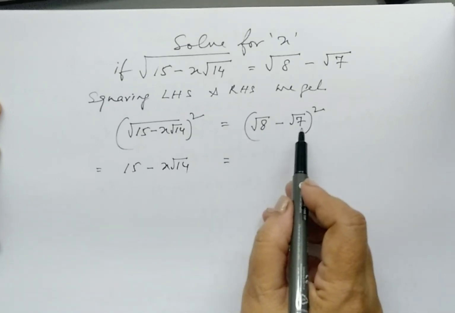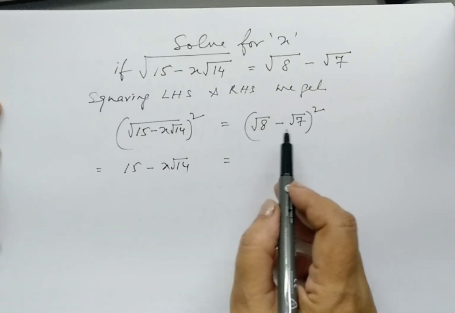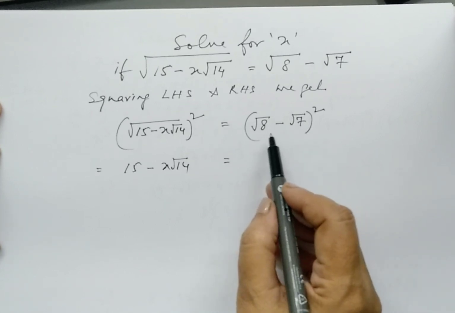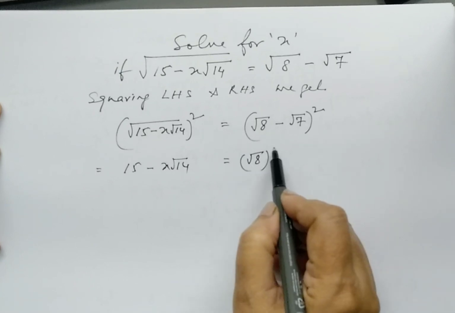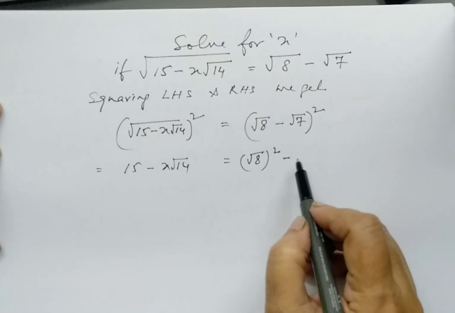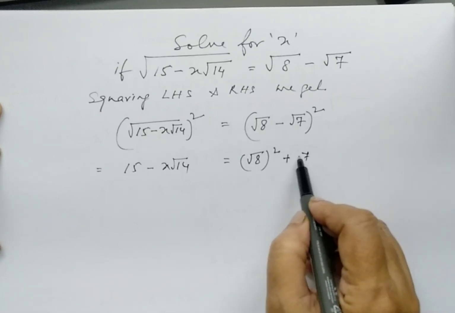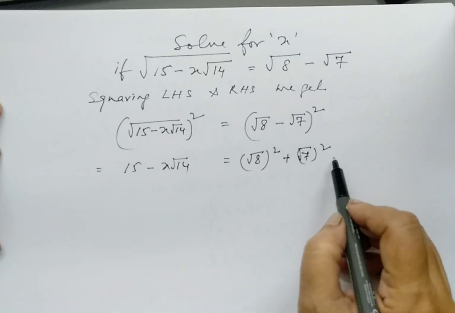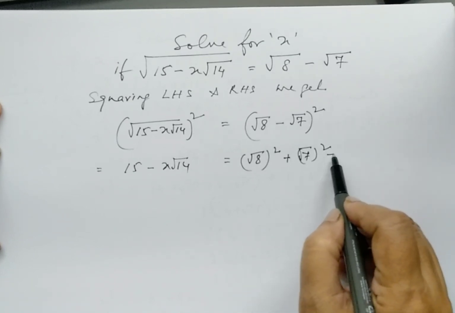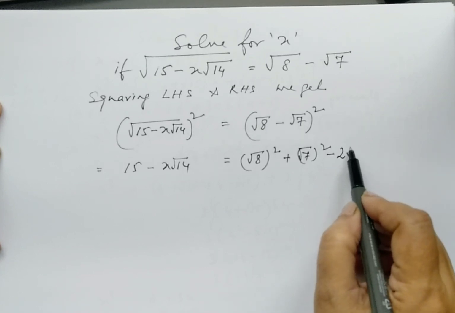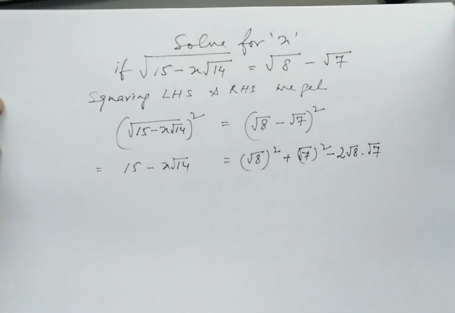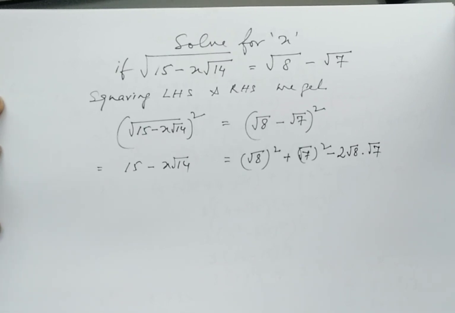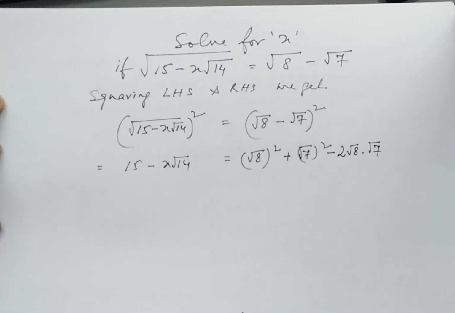And here, this is clearly an identity, which is (a minus b) whole square. So a square plus b square minus 2 root 8 and root 7. Got it, guys? So what next?